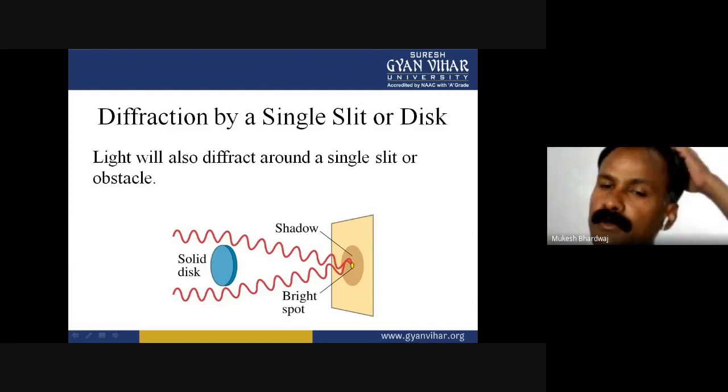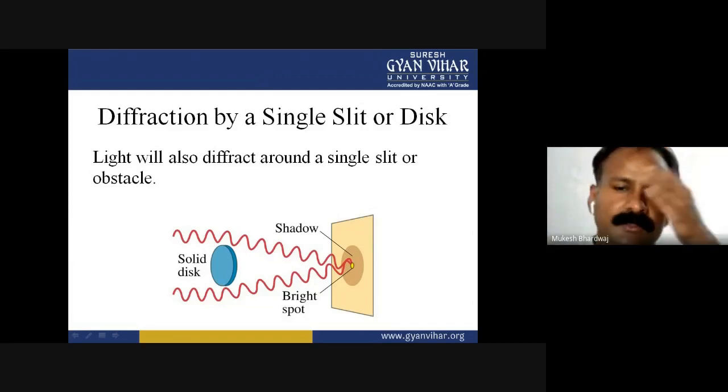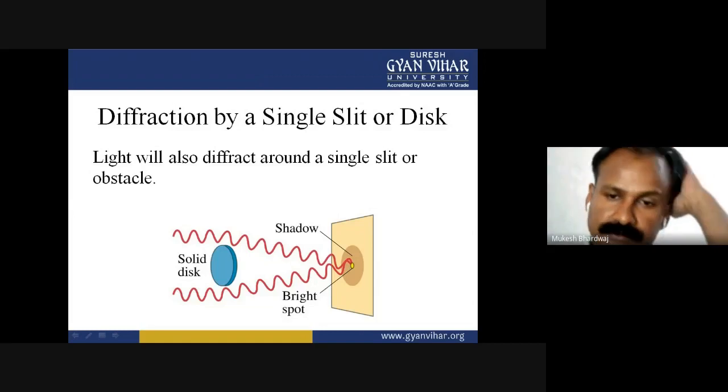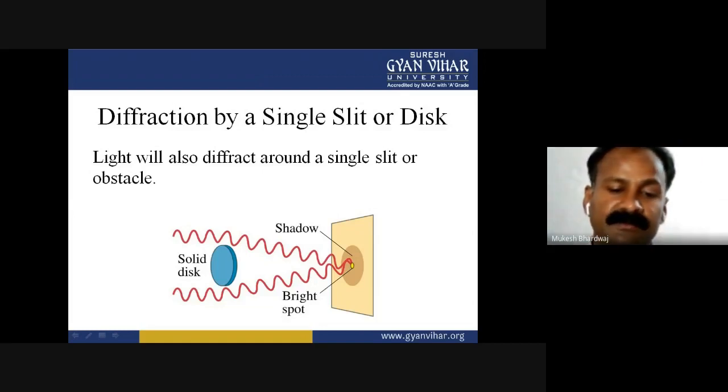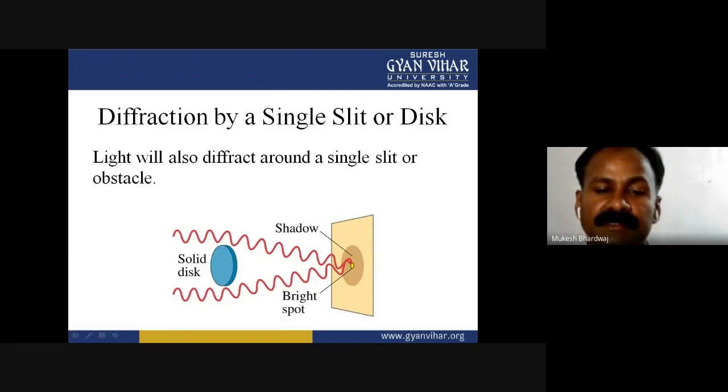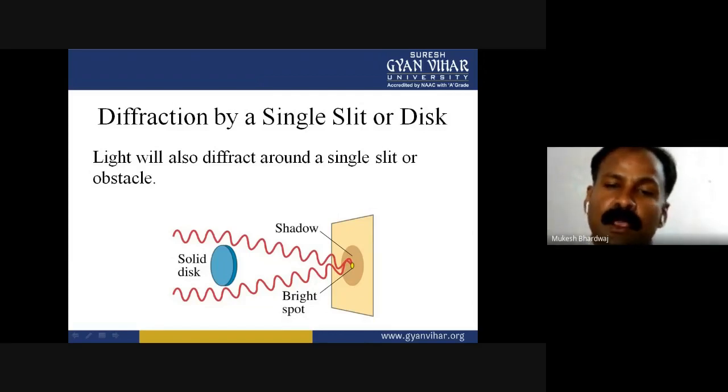So, now I would like to shed some light on the difference between interference and diffraction. Interference is due to the superposition of waves, that is, two or more but finite in number, emitted from monochromatic coherent sources. And diffraction is due to the superposition of secondary wavelets emitted from different points, infinite in number, of the same wavefront.